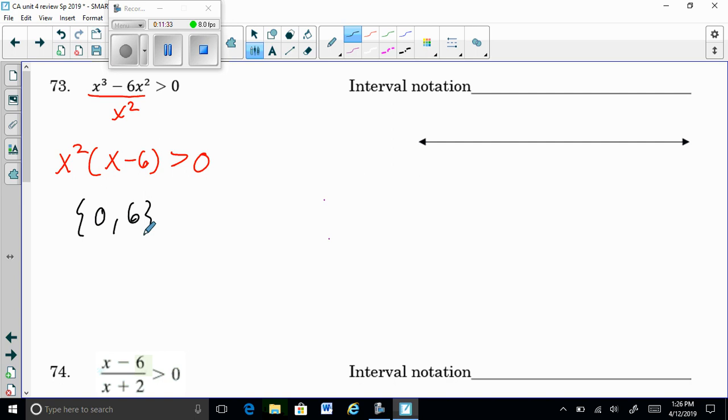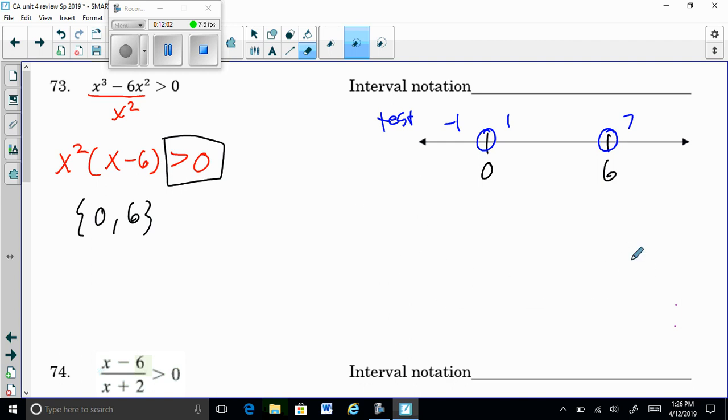You'll notice because of the inequality sign, it's impossible for those to be part of my solution. So 0 and 6 are going to have to be open circles because those values make it equal 0, and I want it to be greater than 0. So once again, we're going to test some points like -1, +1, and 7.